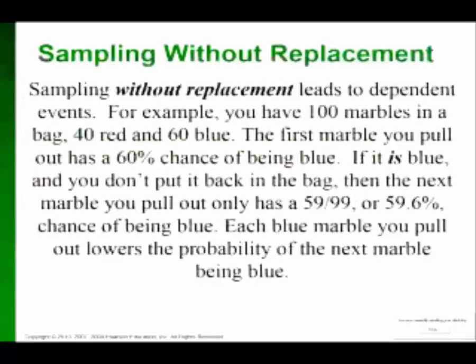Sampling without replacement leads to dependent events. For example, if you have 100 marbles in the bag, 40 red and 60 blue, the first marble you pull out has a 60% chance of being blue. Or you would say the probability of pulling out a blue marble is 0.6 if you wrote it as a decimal. If it is blue and I don't put it back in the bag and reach back in the bag and pull out a second marble, well, now there are only 59 blue marbles left out of 99 marbles total. So the probability that the next one is blue is just a little bit smaller.